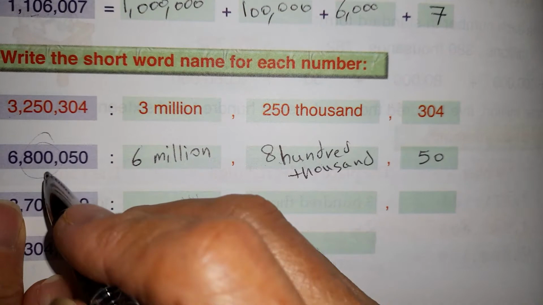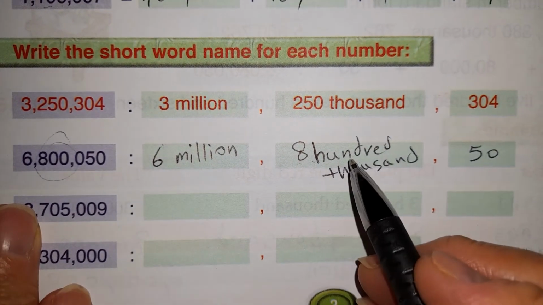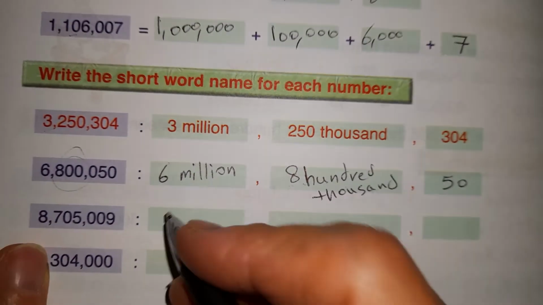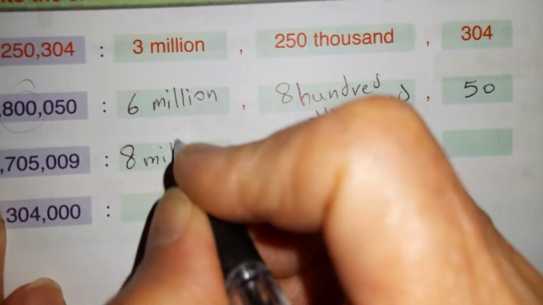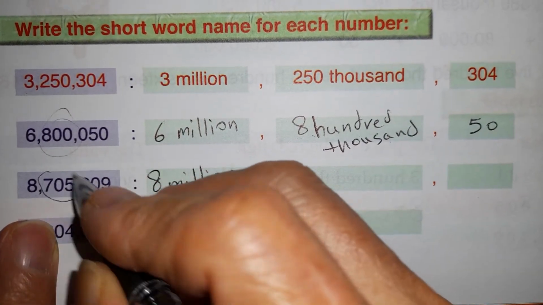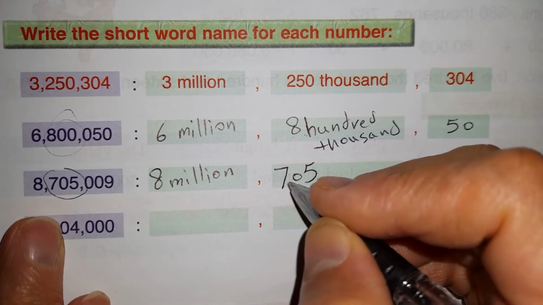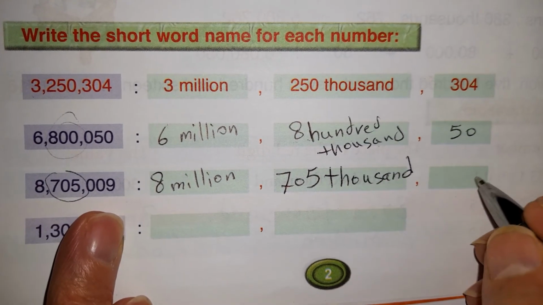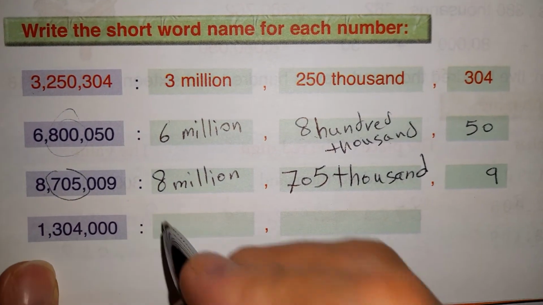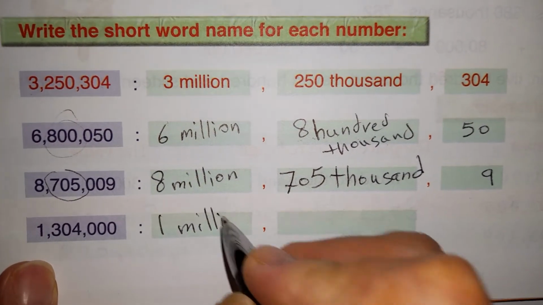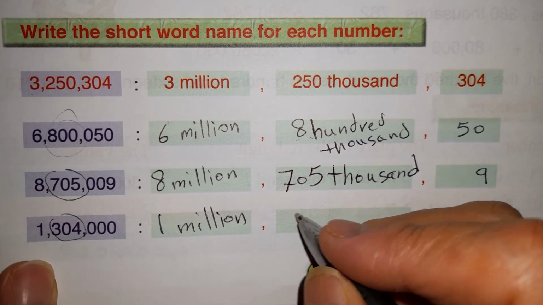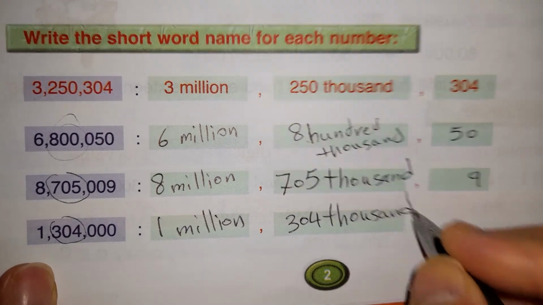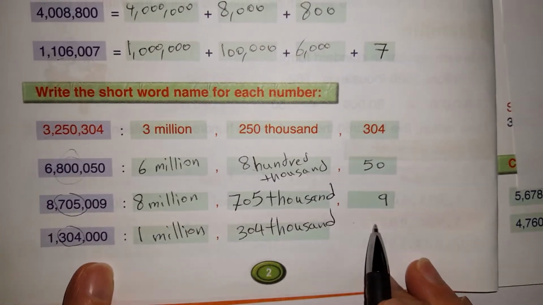The name of this is the thousand, and this is 800. So it is 800 what? Thousand. And here it is 8 million. You will write this, all of it, 705 what? Thousand. And it is 9. Now here what? 1 million. And you read this 304 what? Thousand. Okay, there is nothing in the ones.